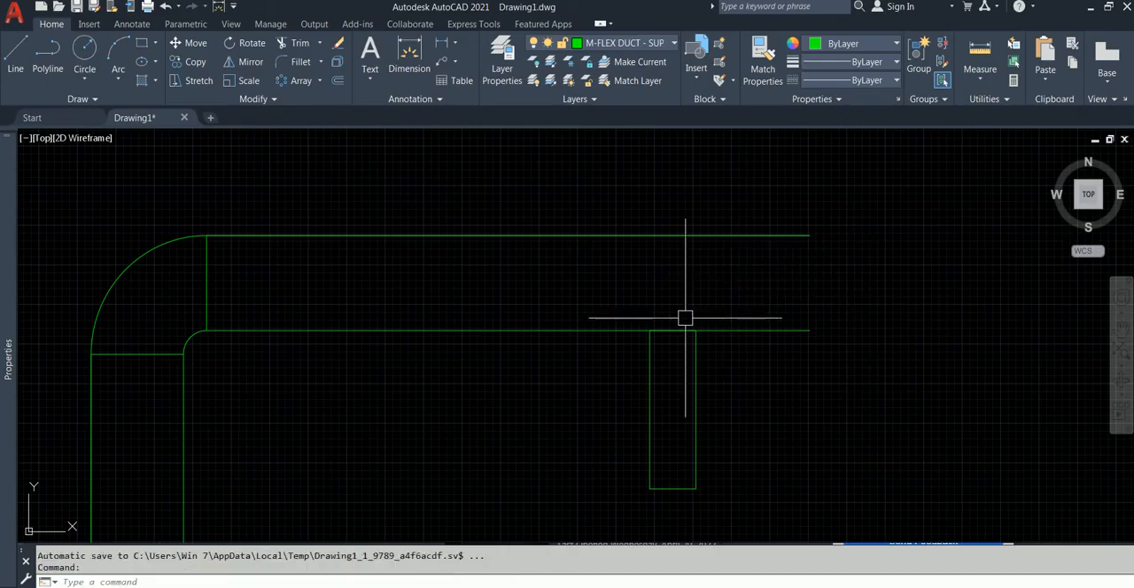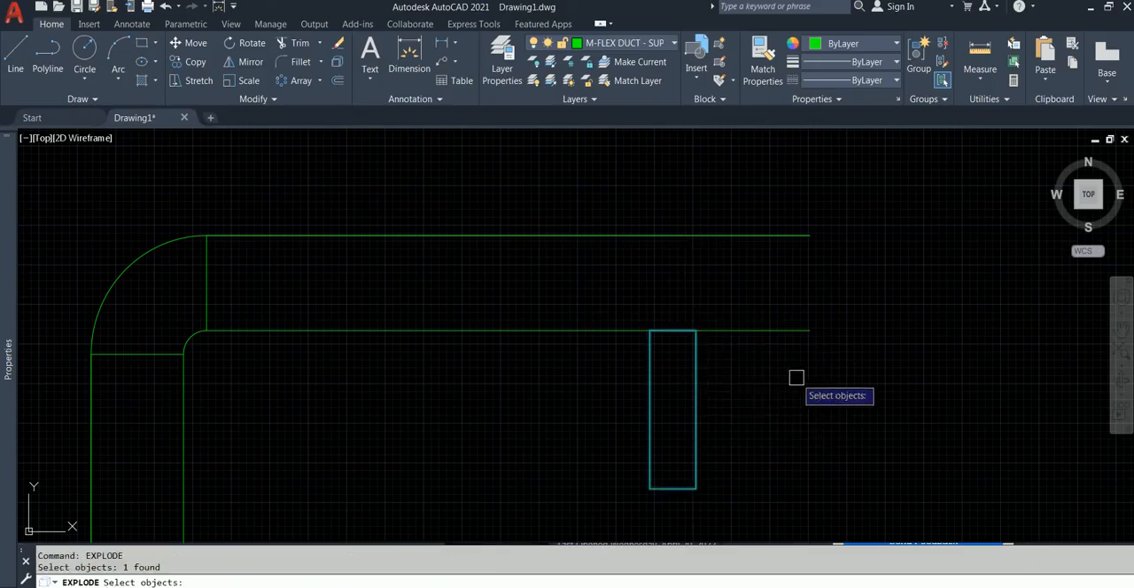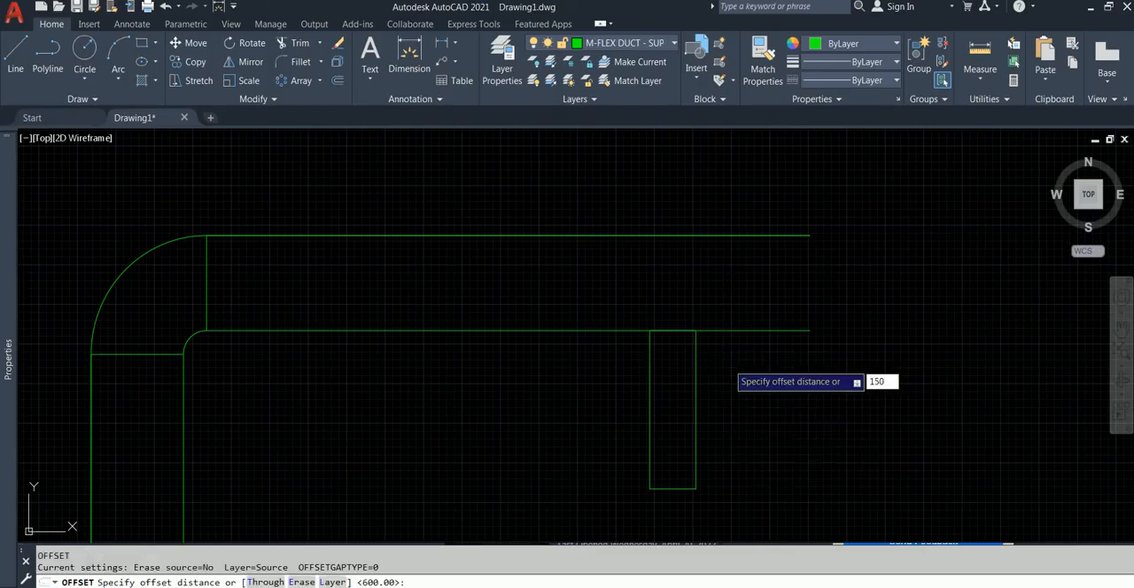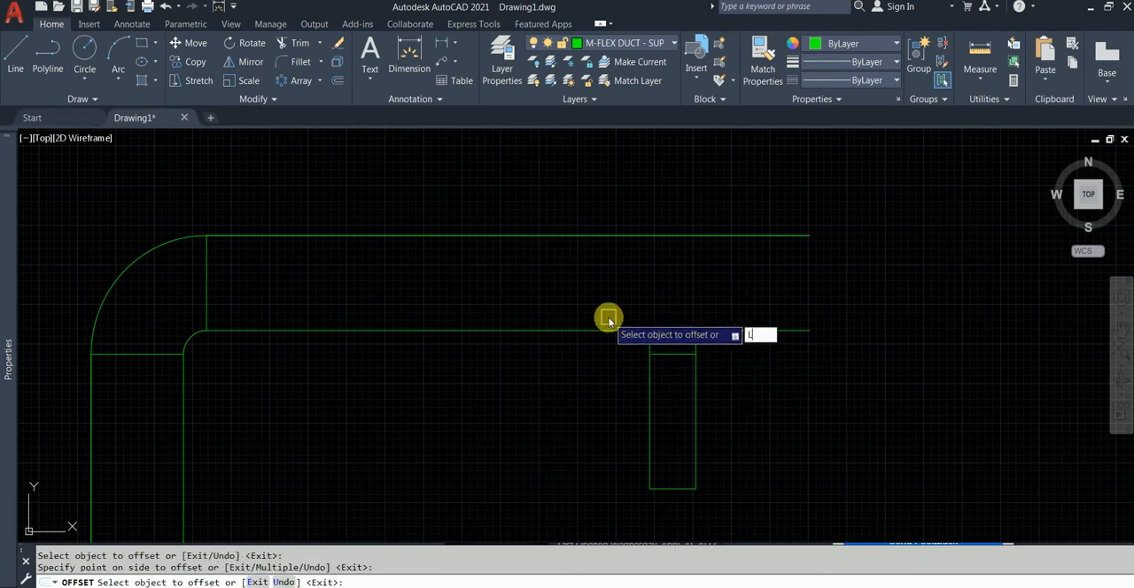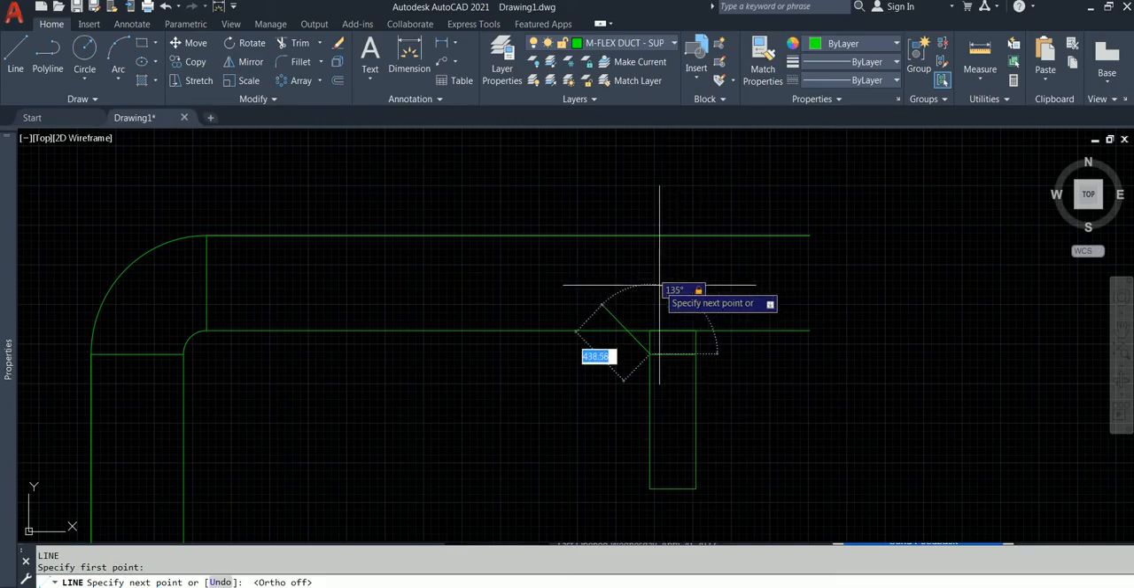Draw a line, offset. Say okay, explode this. Then you would say offset. How much? 150. Then draw a line. Remove the F8. How much will the angle be? It should be on that side, the second part. So 135, 45 degrees.